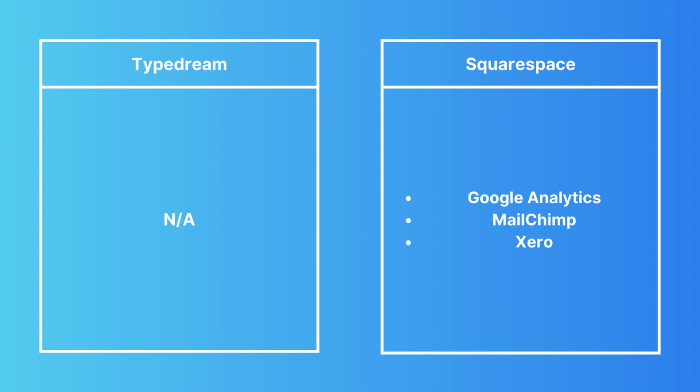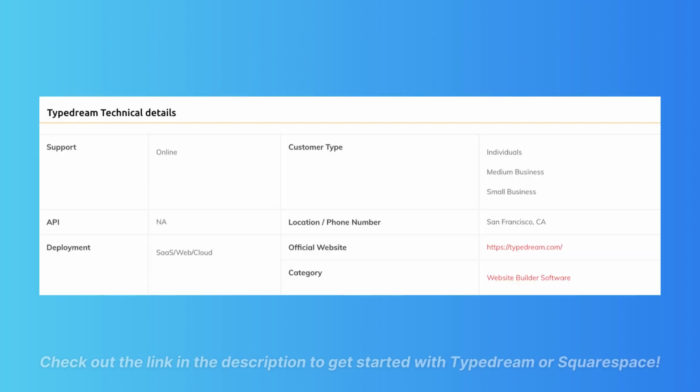So now let's look at the individual comparison. The technical details of Typedream: the support is online, the customer type is individuals, small businesses and medium businesses. RPA is sadly not available. The location is San Francisco. Deployment is SaaS, web and cloud. The official website is typedream.com, and the category is website builder software.